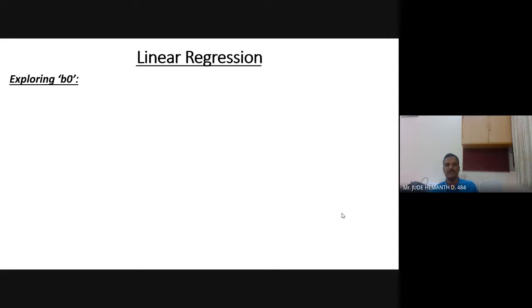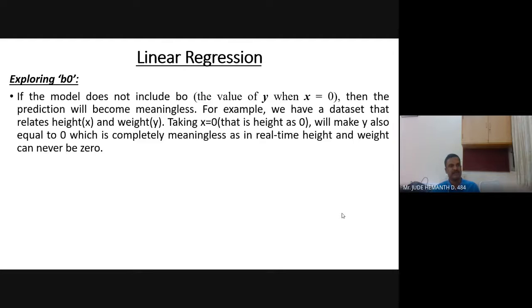Now the next question is, why should we have B0? Y is equal to mx plus c. What is the necessity for c? We will just remove that. If you do not have this B0, which is called the intercept. What is the intercept? The value of y when x is equal to 0. We can justify this with the help of an example.